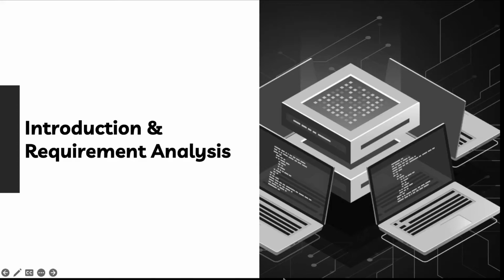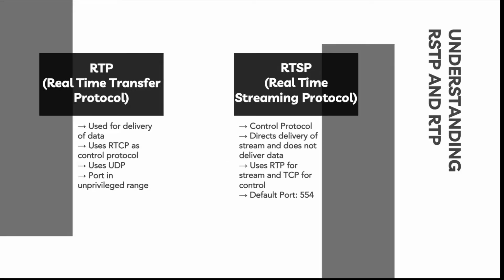Moving ahead, I'll brief you about our project and what was required from our side to complete it. First, let's understand what RTSP and RTP are, as they are a key part of the project because we are going to use both of these protocols later on. RTP is the Real-Time Transfer Protocol, meanwhile RTSP is the Real-Time Streaming Protocol. RTP is used for data delivery, while RTSP is just a control protocol and is not used for data delivery. By default, RTP uses its control protocol RTCP, but we are going to use the RTSP control protocol. RTCP and RTP use UDP for data delivery.